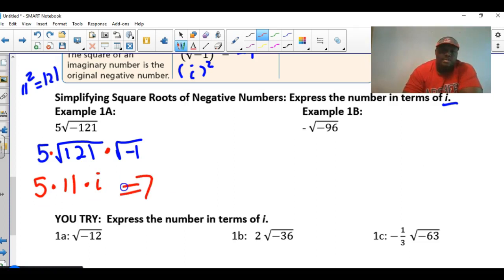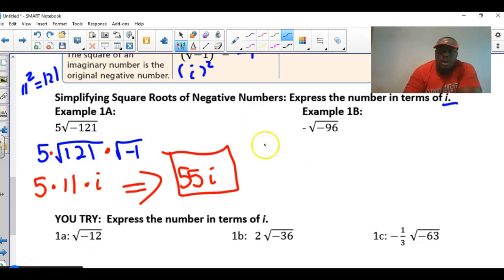Well, 5 times 11 is, hold up, I don't want that to look like a 7, guys. That's an arrow. There we go. All right, 5 times 11 is 55, and i is just i. So 5 times the square root of negative 121 is 55i.